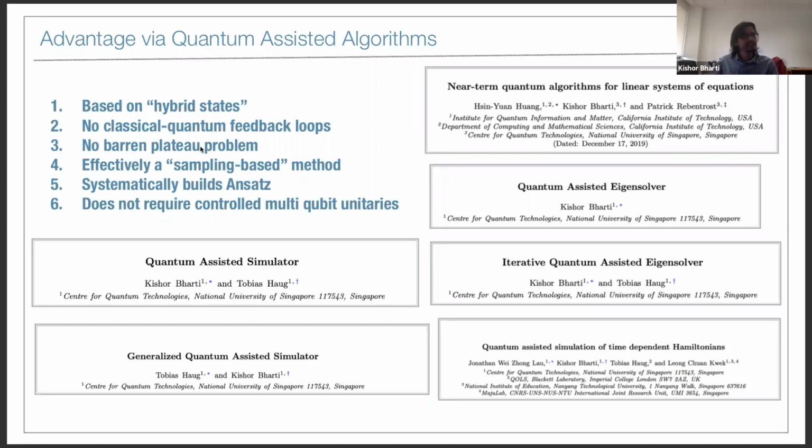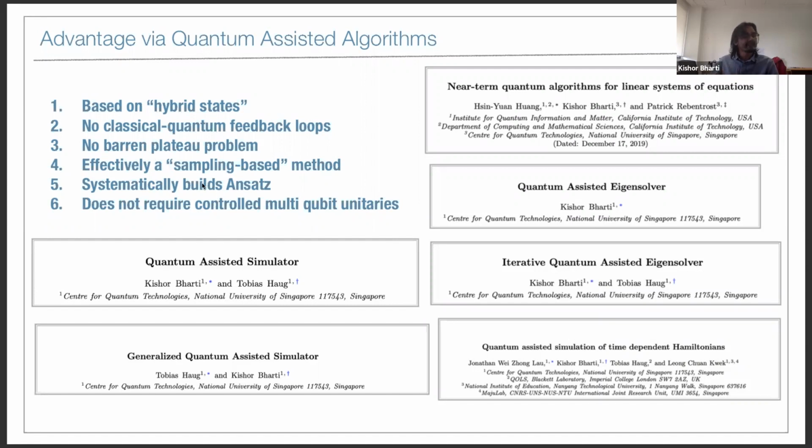These algorithms also do not have the barren plateau problem. They circumvent the barren plateau problem by construction. These are effectively sampling-based methods, so you just need to use the quantum computer for a sampling task. And the current existing quantum computers, we can believe that they are good for sampling. So it very much fits with the current capabilities.